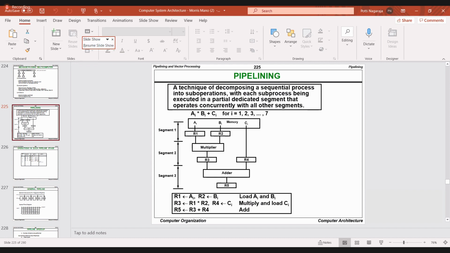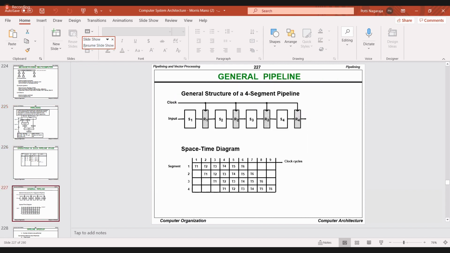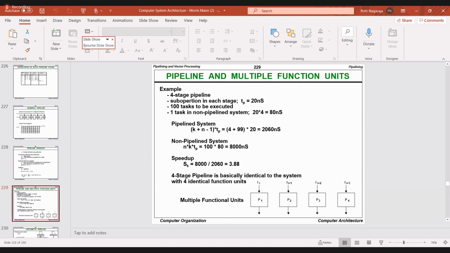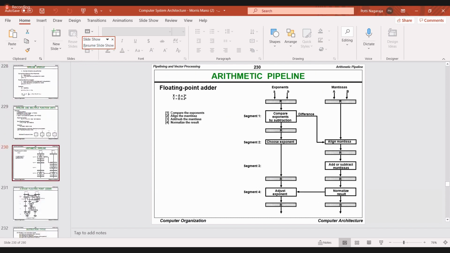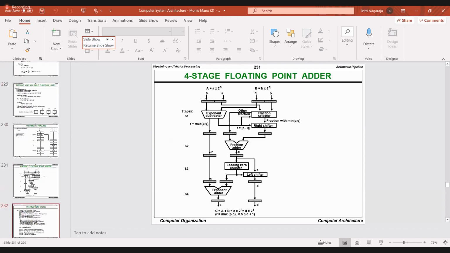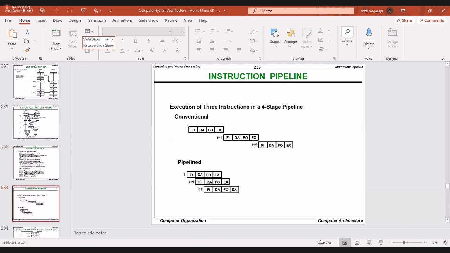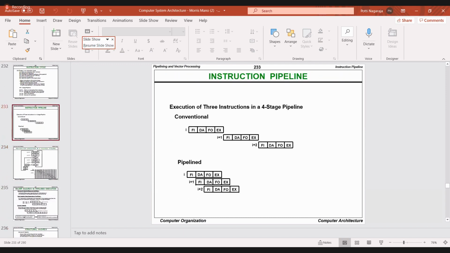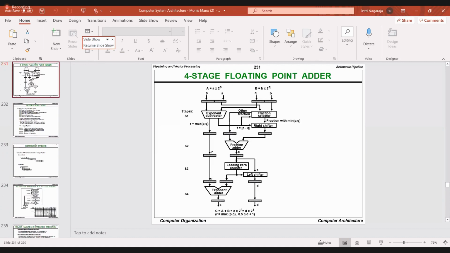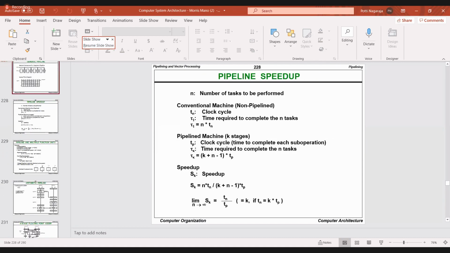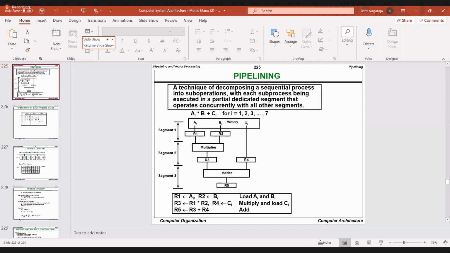Yes, sir. Pipelining. Today we'll discuss only one topic, pipelining. In the next class we'll see the arithmetic pipeline. I think all of you know pipelining. What is pipelining? Pipelining is nothing but performing a larger number of tasks. In general, pipelining is a technique.